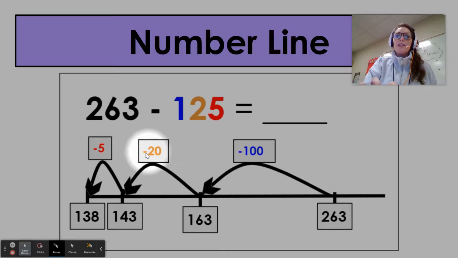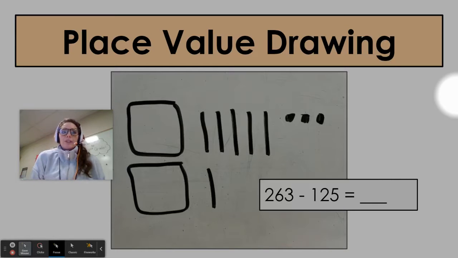163 minus 20 is 143. And finally, I have to subtract 5 ones. I can take a hop back of 5 on my number line, and I landed on 138. So 263 minus 125 is 138. Our final strategy for subtraction is using a place value drawing.